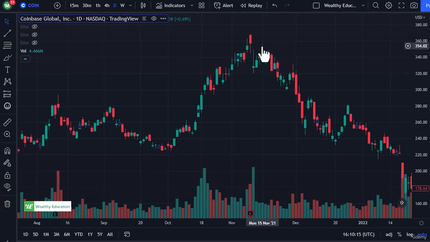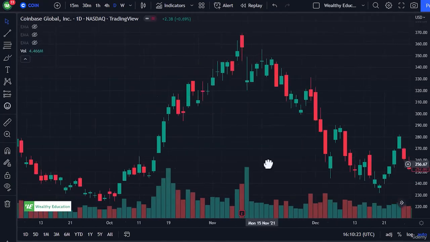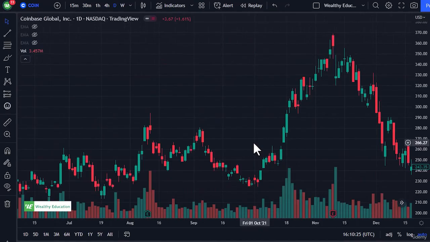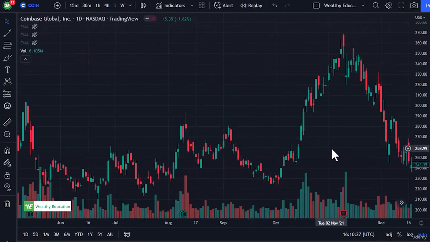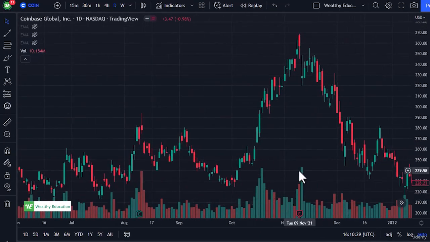Notice we came up, we filled the gap. Notice the volume's dropping. Interest is waning. You can see we start to fall. So quite often you will see what some people refer to as a U pattern like that.